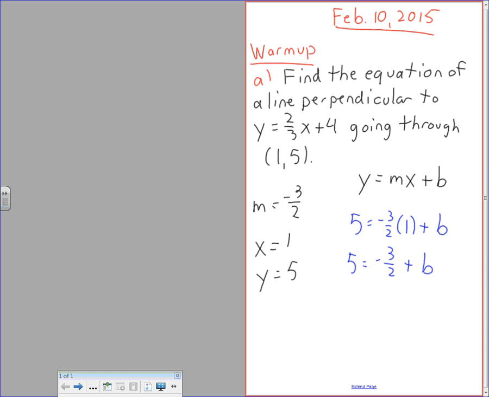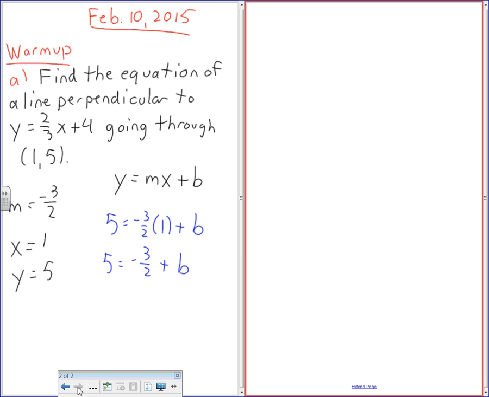Great, wonderful, tremendous. Noah, what do I do next to solve for b? You'd move the fraction over the equal sign. Good. So I'm going to change that to 5 plus 3/2 equals b. Do we have your question yet or not yet? Not yet. Okay. Caleb, how do I deal with 5 plus 3/2?